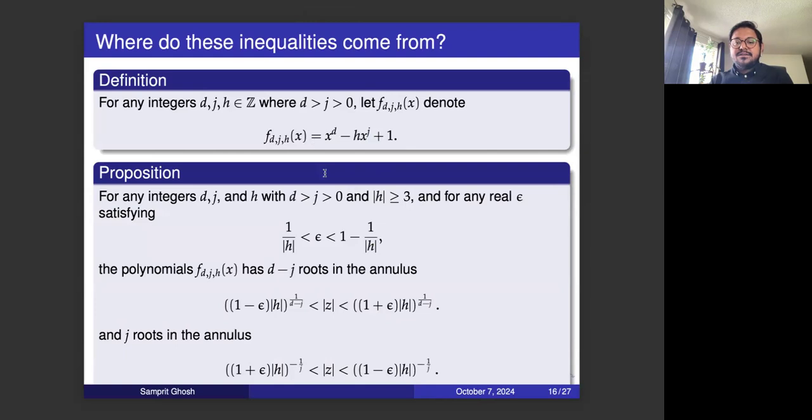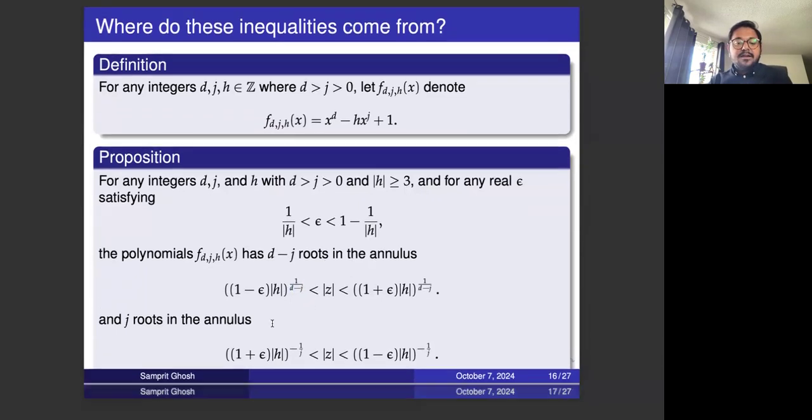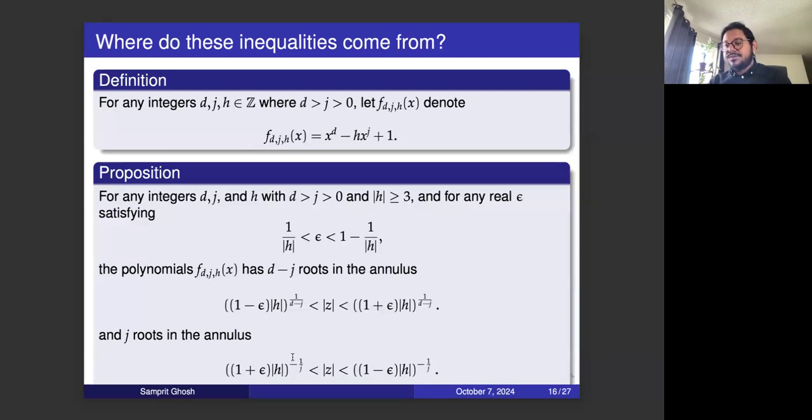Now this is the general version of the proposition that I stated before and delegated the proof. This polynomial has d minus j large roots and j small roots. Just like the one before, where we had one large root and d minus 1 small roots. It has d minus j roots in the annulus, in modulus h to the 1 over d minus j. So those exponents are interesting. And then j small roots. So let's have a look at how we can prove this.